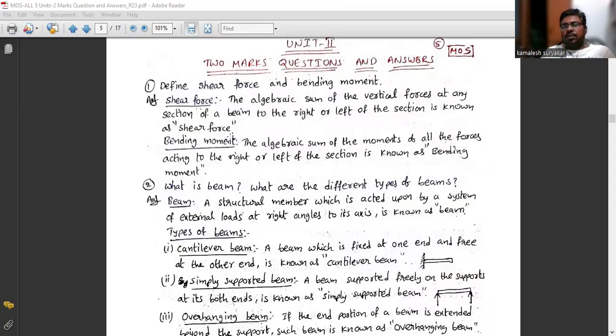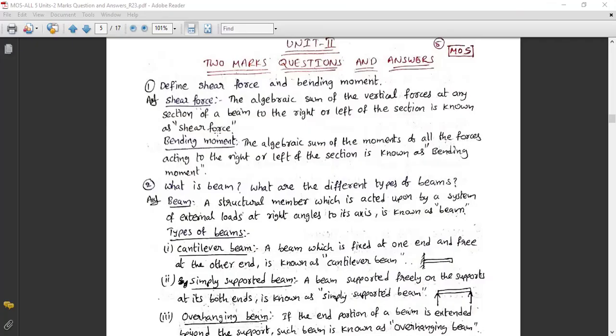As I discussed in the previous Unit 1, now in Unit 2 I'm going to discuss more about shear force and bending moment questions in a simple way, in a better way, so that a student can understand. Try to understand my explanation and get a better grasp of the mechanical engineering subject, mechanics of solids. So here I will go.